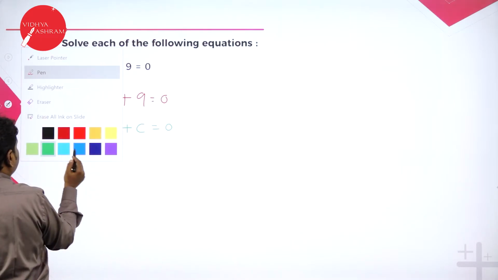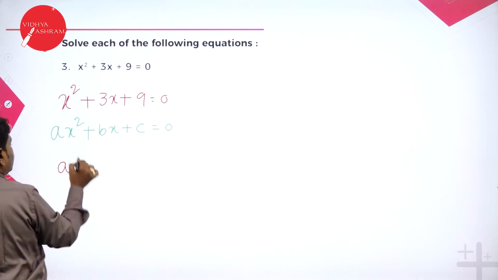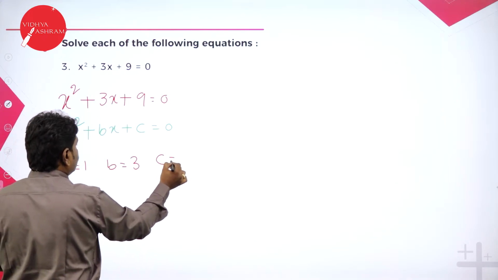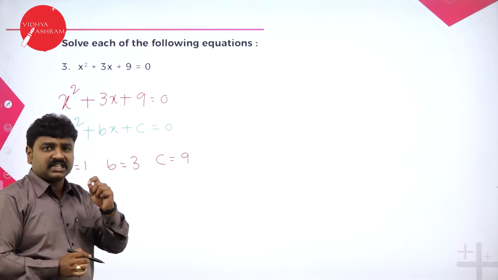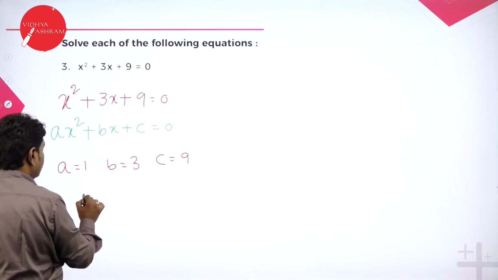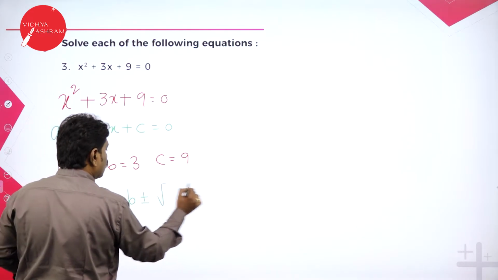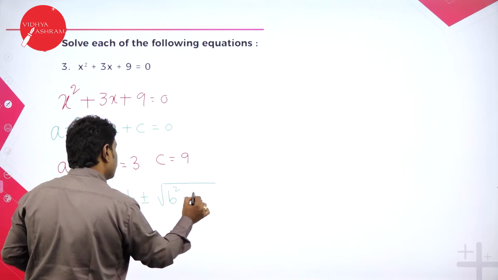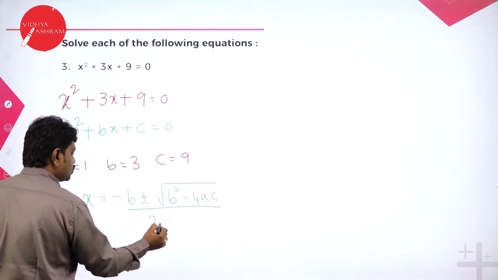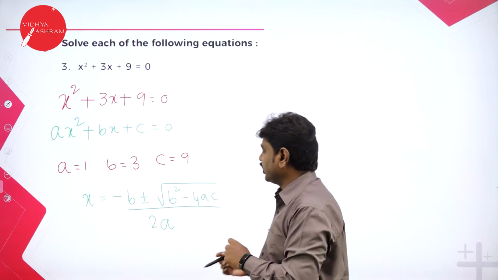Compare by the method of comparison. By the method of comparison, a value, the coefficient of x square, is 1, b value, the coefficient of x, is 3, c value, the constant, is 9. You got a, b, c. Then write the formula. What is the formula? The discriminant formula. X is equal to minus b plus or minus root of b square minus 4ac divided by 2a. Substitute in the formula. When you substitute in the formula, you get the required values.